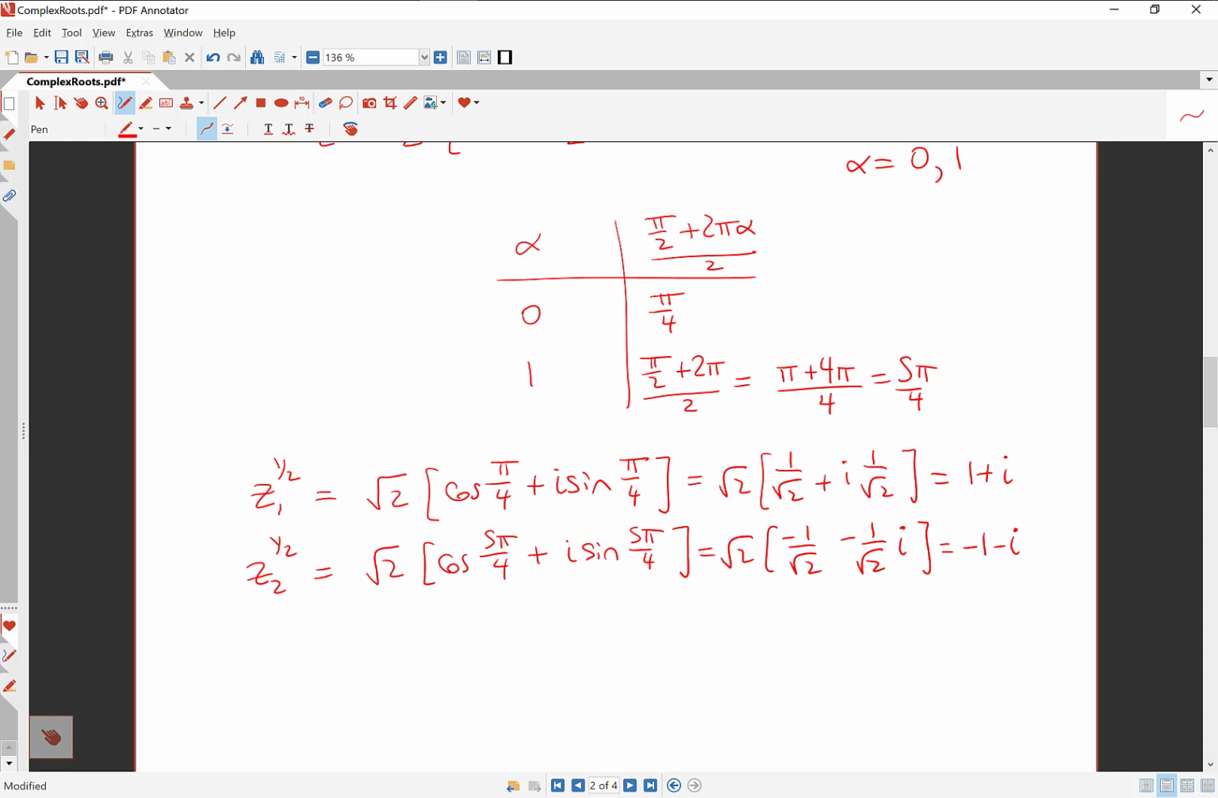So we could leave our answer like this, or we could recognize that we were solving the original equation for x. So if we wanted, we could say x is equal to plus or minus, and then in brackets, 1 plus i.